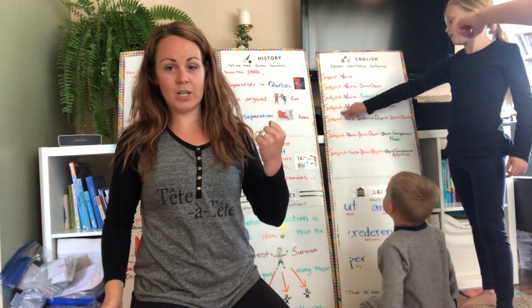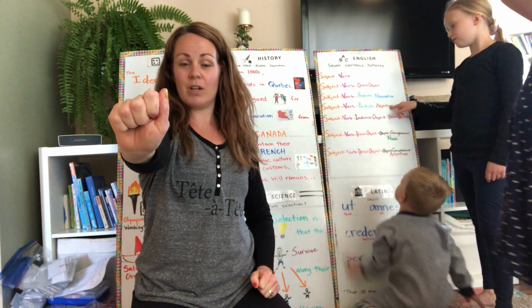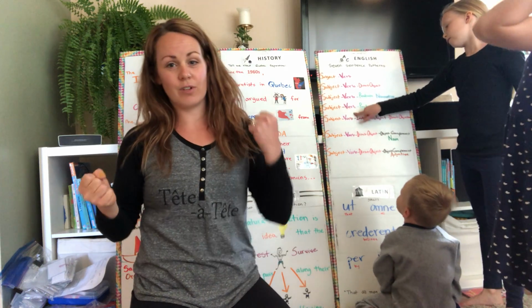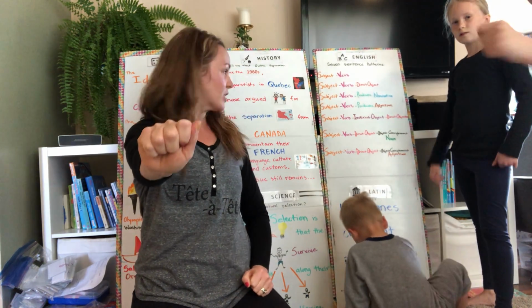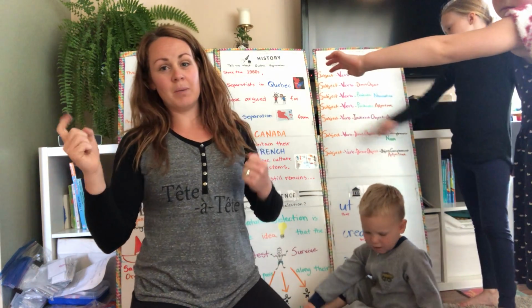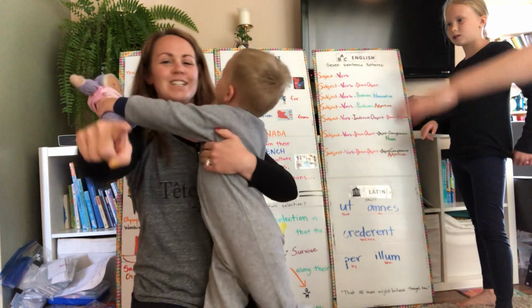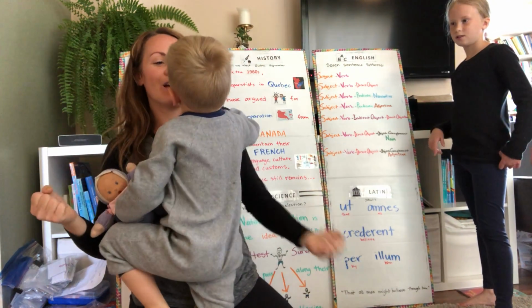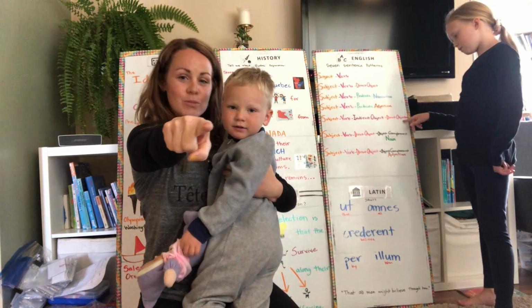Then we have subject, verb, predicate adjective. Now you. Subject, verb, predicate adjective. And we're doing an A for adjective. Then we have subject, verb, indirect object, direct object. Now you. Subject, verb, indirect object, direct object.